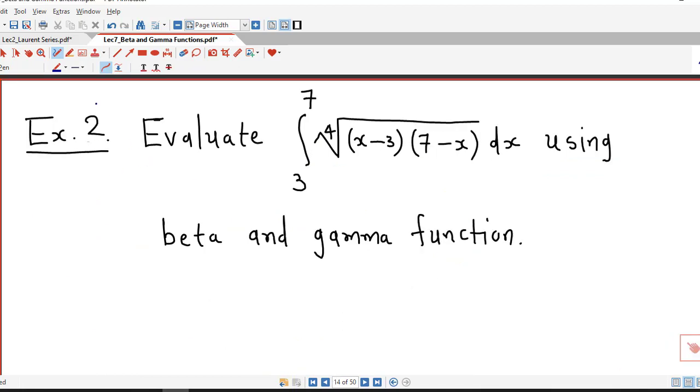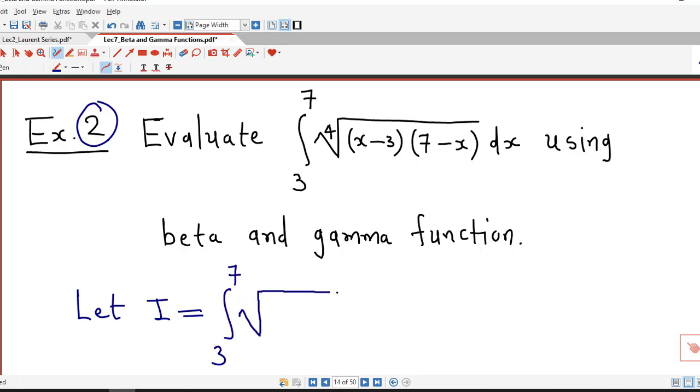So now we consider this example number 2. Here our integral is the integral from 3 to 7 of the fourth root of (x minus 3) times (7 minus x). So first we denote the given integral by the integral from 3 to 7 of the fourth root of (x minus 3) times (7 minus x).